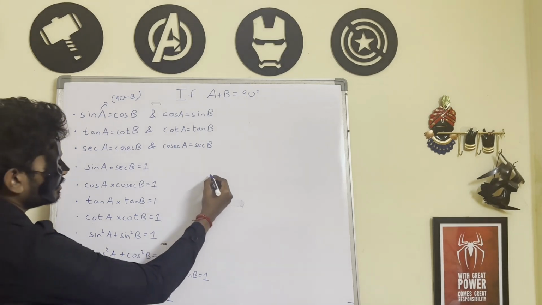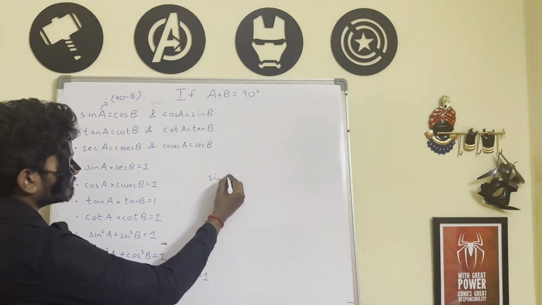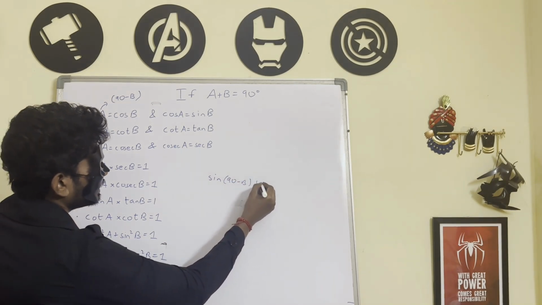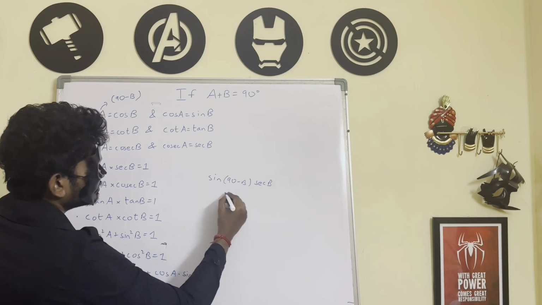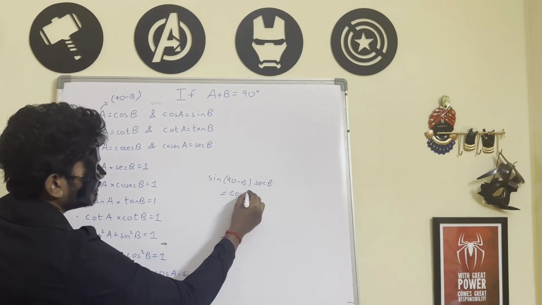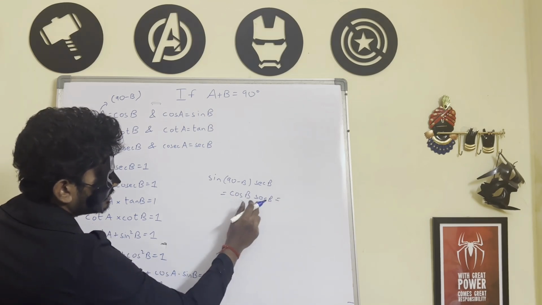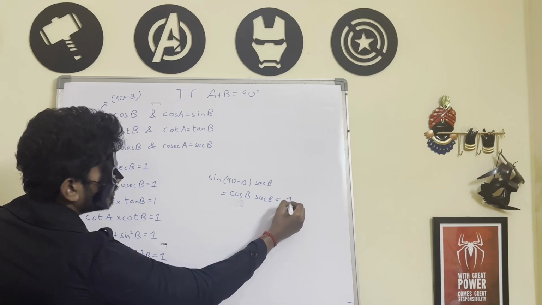I'll explain why. So sin A is nothing but, A you can write as 90 minus B, sin(90 minus B) into secant B. So sin(90 minus B) is nothing but cos B into secant B. We already know that secant B is nothing but 1 by cos B. So these two will cancel out each other and it will be equal to 1.